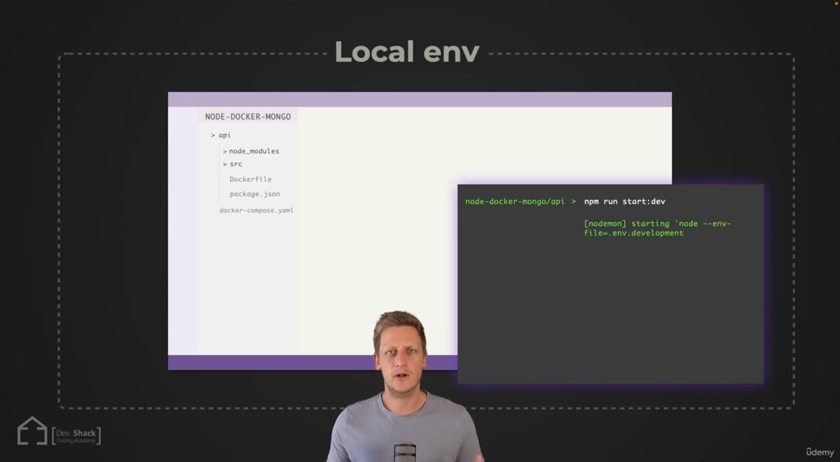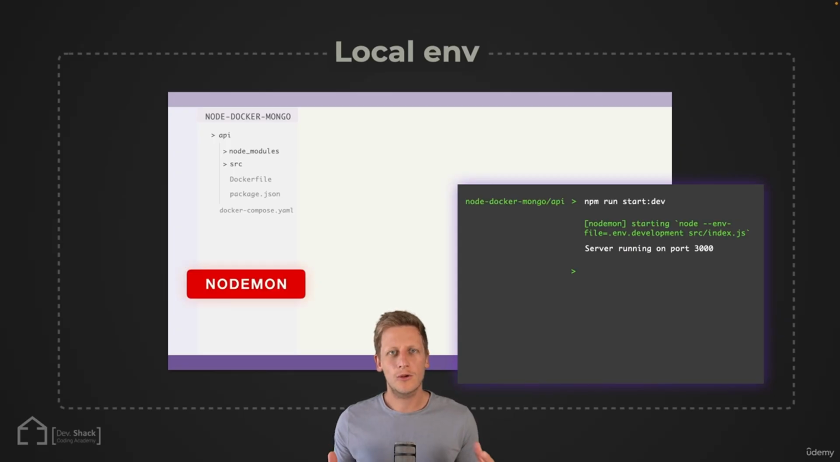When we ran npm start dev, which we linked up with NodeMon, we had our server listening on port 3000, and NodeMon was then listening for changes. NodeMon was this npm package that we installed in our project, a tool that listens for any changes within our source folder.